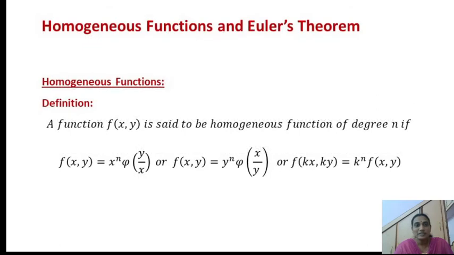Okay, now let us see the definition of a homogeneous function. Homogeneous function can be defined as a function f of x, y is said to be a homogeneous function of degree n if f of x, y can be represented in the form f(x,y) = x^n φ(y/x), or f(x,y) = y^n φ(x/y), or f(kx, ky) = k^n f(x,y).